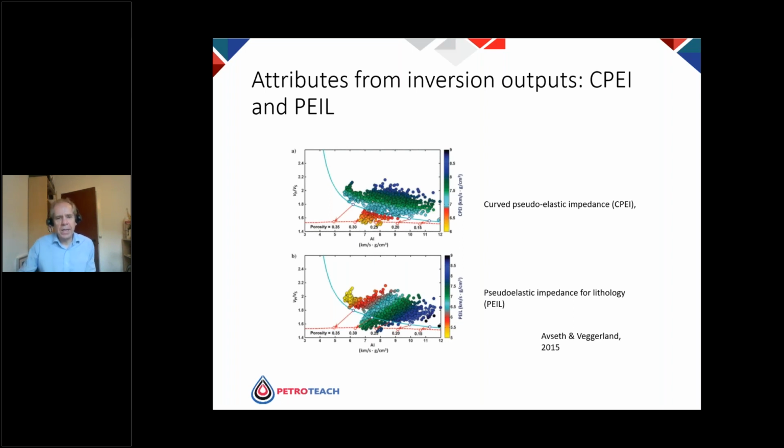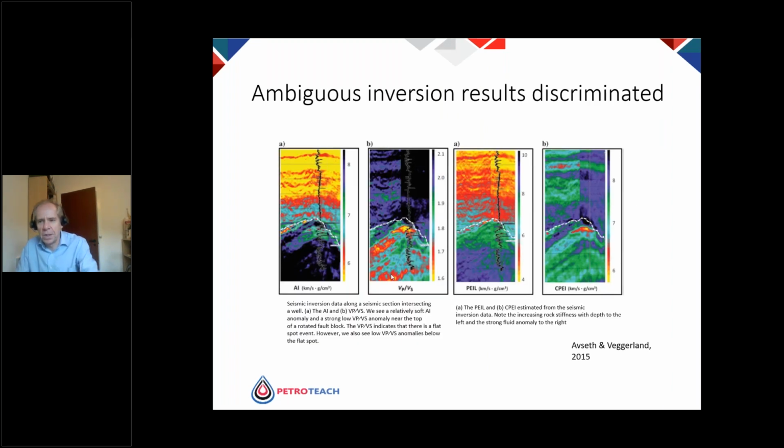Basically, if it's blue and green, that's not interesting, and if it's red, that's more interesting, so it's a lower VPVS than it should be. And if I then apply this, you can see that all the stuff down here no longer looks prospective, okay? Because this is just low VPVS because it's deep, and not because I've got a saturation change. It's a depth effect, not a saturation effect.